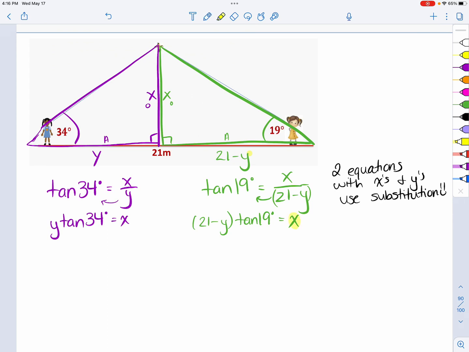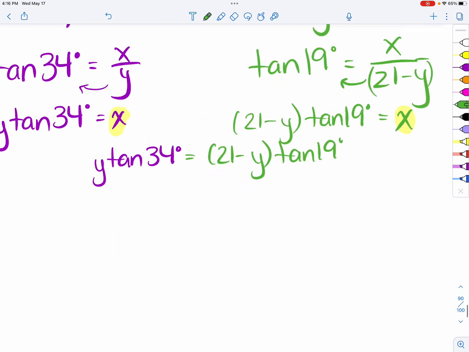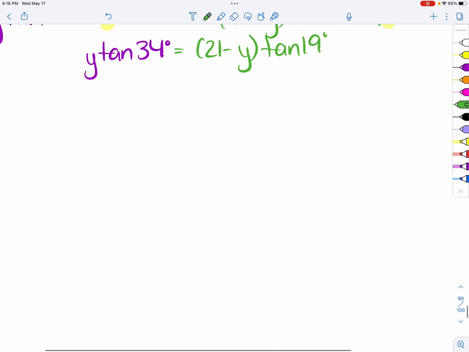Both of these equations now equal x. So I've isolated x, I can do substitution. I can say that y times tan of 34 degrees equals 21 minus y times tan of 19 degrees. Okay, I'm solving an equation. I want to get y by itself. I've got a y term here and a y term here.